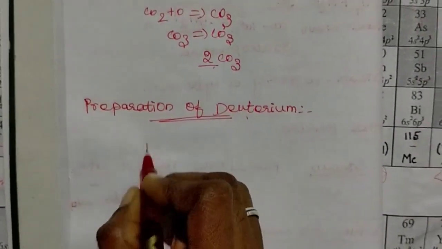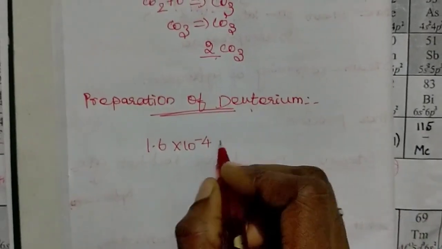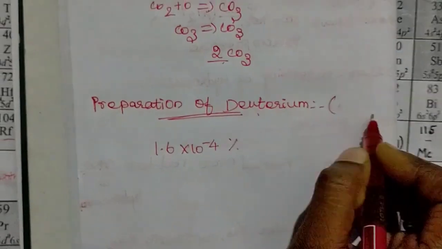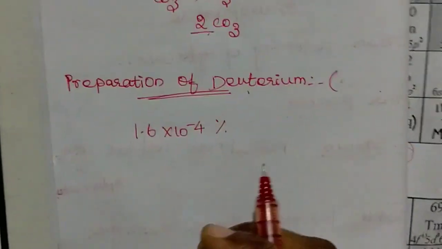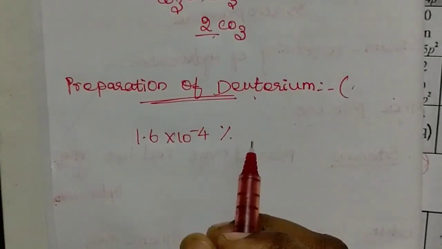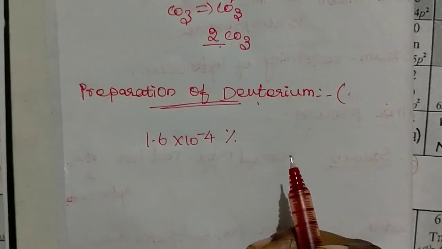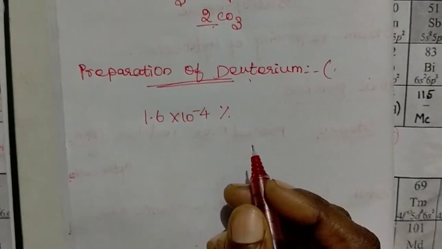Normal water contains 1.6 into 10 power minus 4 percentage of heavy water. So deuterium is generally known as a heavy hydrogen. It's a heavy hydrogen. Normal water contains 1.6 into 10 power minus 4 percentage of heavy water, and it is the dissociation of protium water. It's more than heavy water.